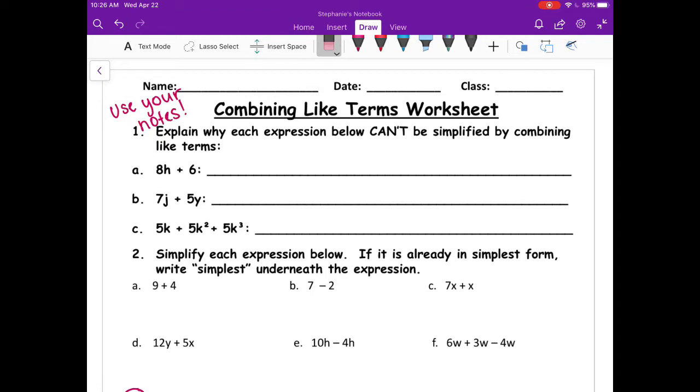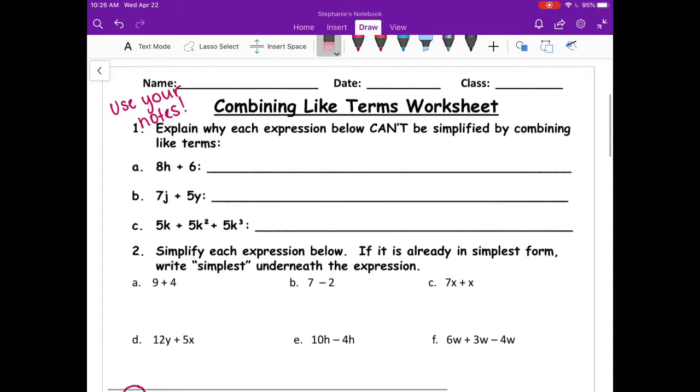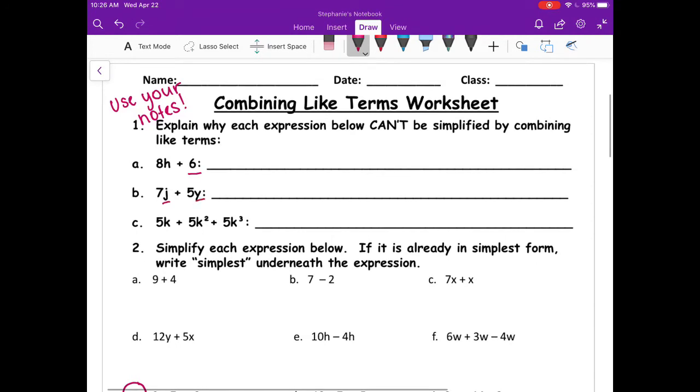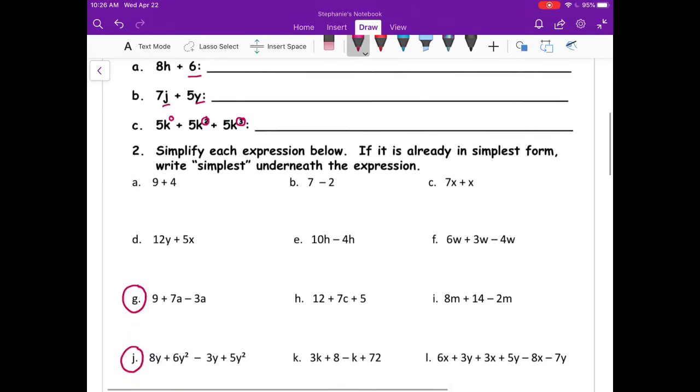For the first question, you're going to explain why each expression below can't be simplified by combining like terms. I'm not going to be writing anything on these lines. You can explain that more in your own words, but let's talk through why each of these can't be simplified by combining like terms.